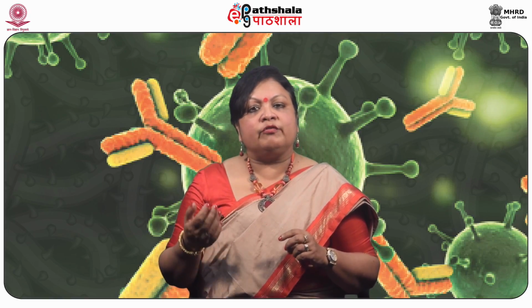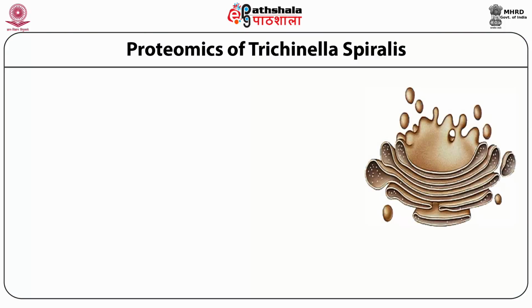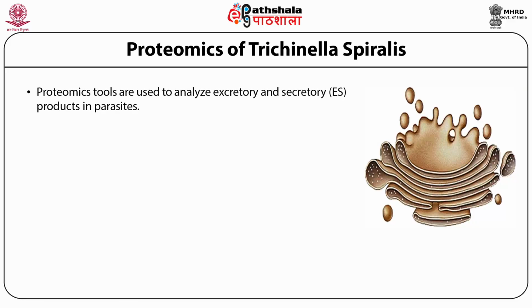In 2004, NHGRI announced that the large-scale sequencing research network should receive financial support for sequencing the genome of the adenophorean nematode of clade 1, that is Trichinella spiralis. Proteomics of Trichinella. Proteomics tools are used to analyze excretory and secretory, known as ES, products in parasites. ES proteins are believed to have roles in formation of the host-parasite complex, including changes in the host cells.